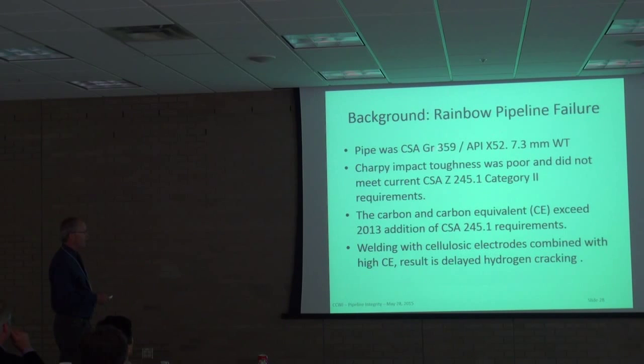The pipe was grade 359, an X52, so really common. Lots and lots of pipelines are built around those specifications. Carbon equivalent was really high again, exceeding, for example, what's allowed now. And again, they welded with cellulosic electrodes, similar to the previous one, a 70-10 type electrode. And it failed due to delayed hydrogen cold crack.